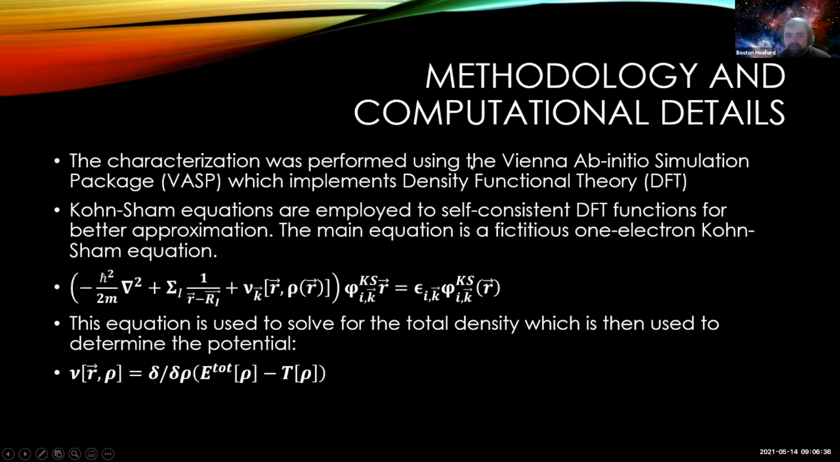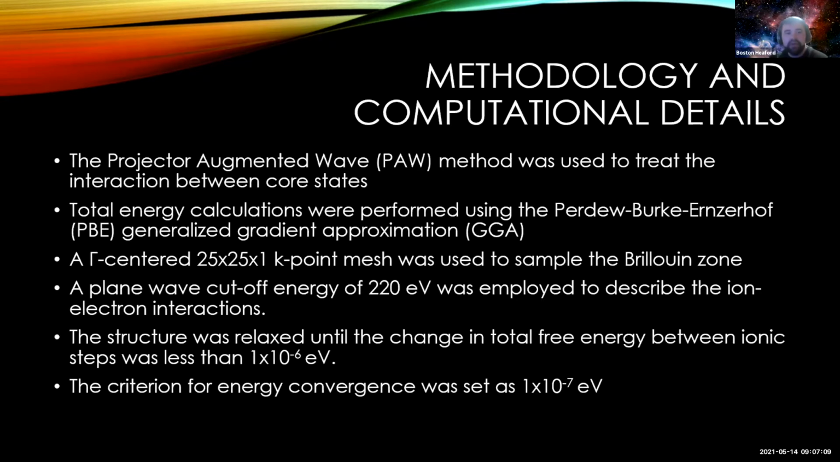So just a little bit of background on the methodology and computational details. The characterization was performed using VASP, the Vienna Ab initio Simulation Package, using density functional theory. Density functional theory essentially is solving the Kohn-Sham equations, which is that first equation I have listed there, to determine the total charge density, which is then used to determine the potential. I skipped a few steps between those because of time and slide space, but I have the equations at the end if anyone's interested in seeing the whole walkthrough.